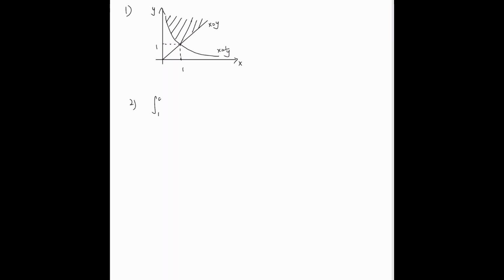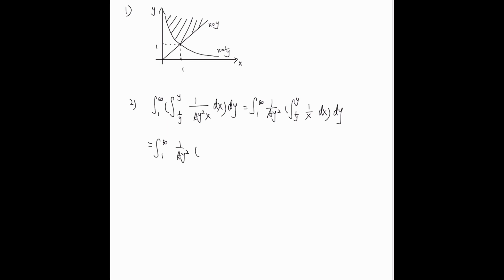So we can get the integral from 1 to infinity, integral from 1 over y to y, of 1 over a y squared x dx dy, equals the integral from 1 to infinity of 1 over a y squared, times the integral from 1 over y to y of 1 over x dx, dy, equals the integral from 1 to infinity of 1 over a y squared times log x from 1 over y to y, dy, equals the integral of 1 over a y squared times log y minus log 1 over y, dy.